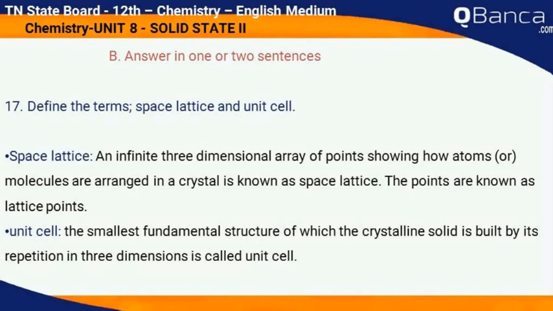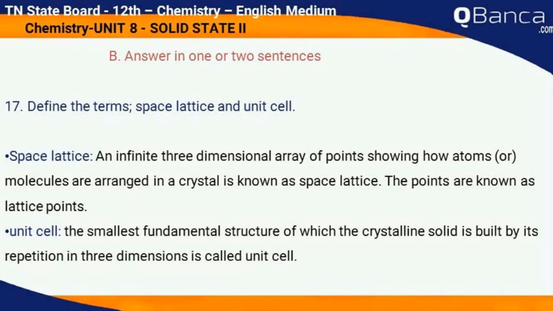Define the terms space lattice and unit cell. Space lattice: an infinite three-dimensional array of points showing how atoms or molecules are arranged in a crystal is known as space lattice. The points are known as lattice points. Unit cell: the smallest fundamental structure of which the crystalline solid is built by its repetition in three dimensions is called unit cell.